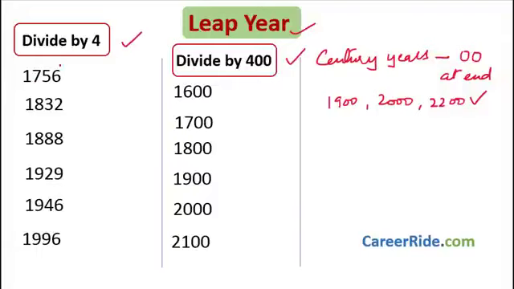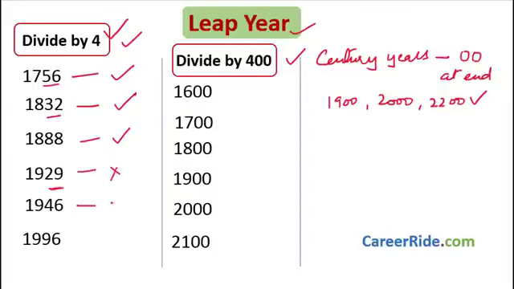So for general years, you just divide the last 2 digits of the year by 4, right? And if they are completely divisible by 4, the year becomes a leap year. So let's see some examples here. 1756. Here 56 is completely divisible by 4. So it is a leap year. 1832. 8 fours are 32, it is a leap year. 1888. Yes, 88 is completely divisible. So it is a leap year. 1929. Is 29 completely divisible by 4? No, 4 sevens are 28. We are left with one remainder. So it is not a leap year.